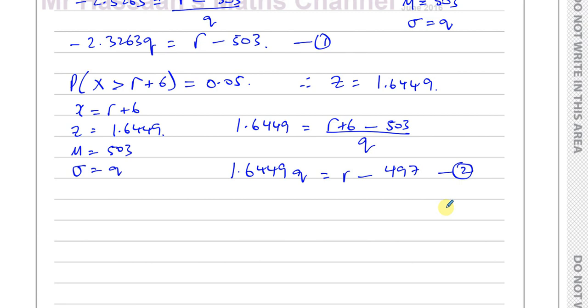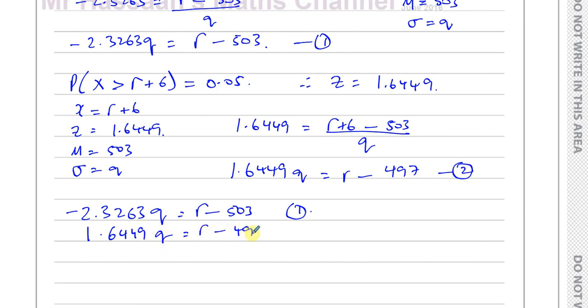Now we have a pair of simultaneous equations. We can solve them simultaneously. Minus 2.3263 times Q equals R plus 6 minus 503. That's equation 1. And we have 1.6449 times Q equals R minus 497. That's equation 2. So now I'm going to subtract them upwards. I'm going to do 2 minus 1, this minus that.